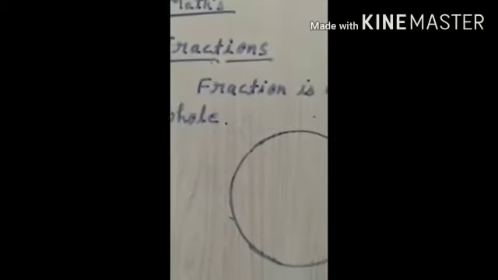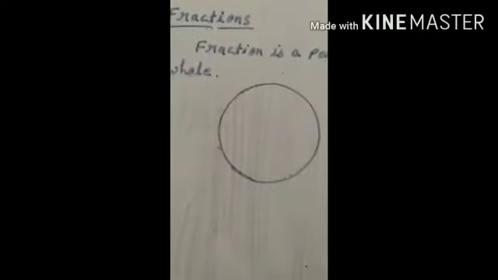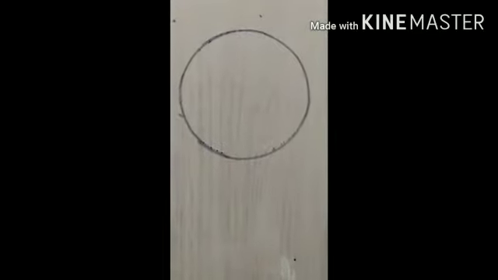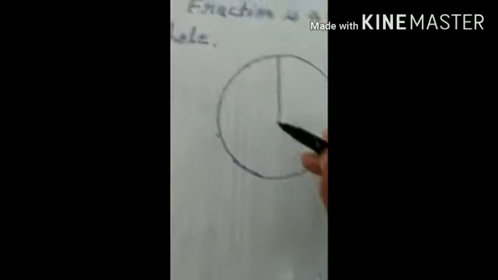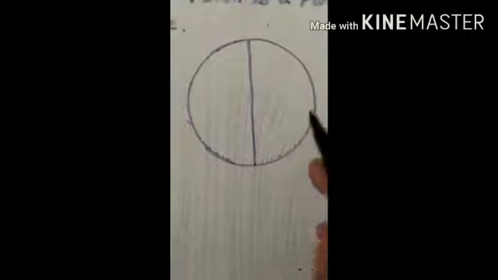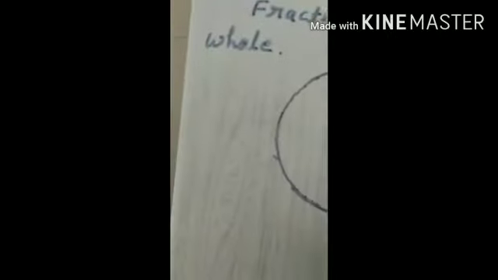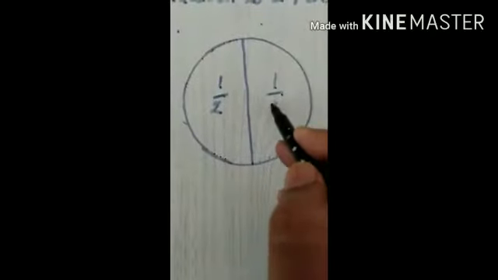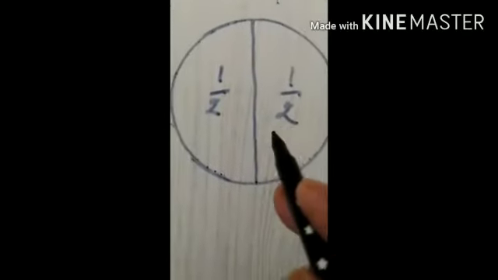Fractions. A fraction is a part of a whole. To understand the concept of fraction, we take an example of a whole circle. Now we divide it into two equal parts. In these two equal parts, this part is one part out of two equal parts. This part is also one part out of two equal parts. Each part is called half of the whole circle.